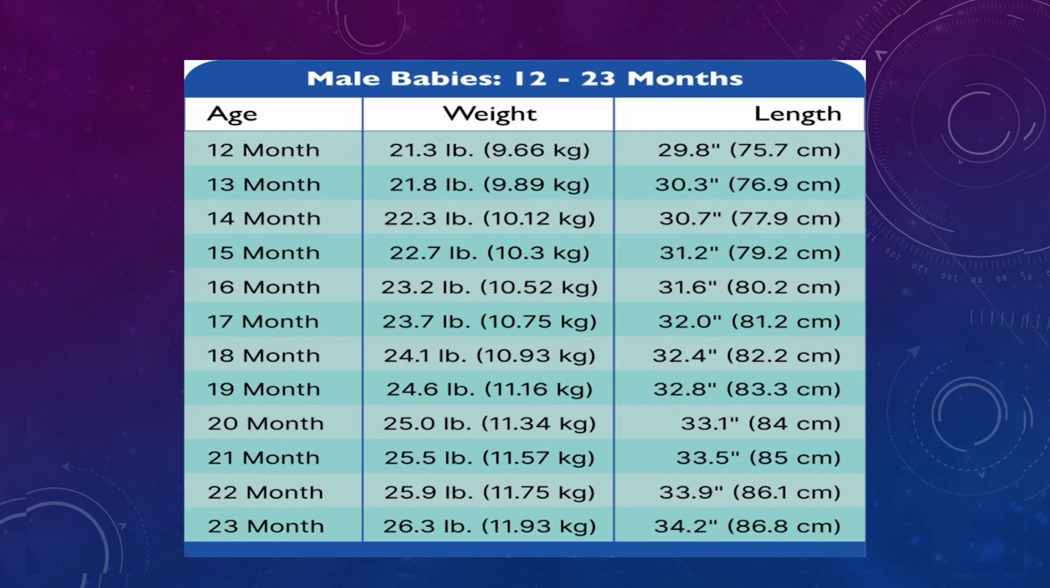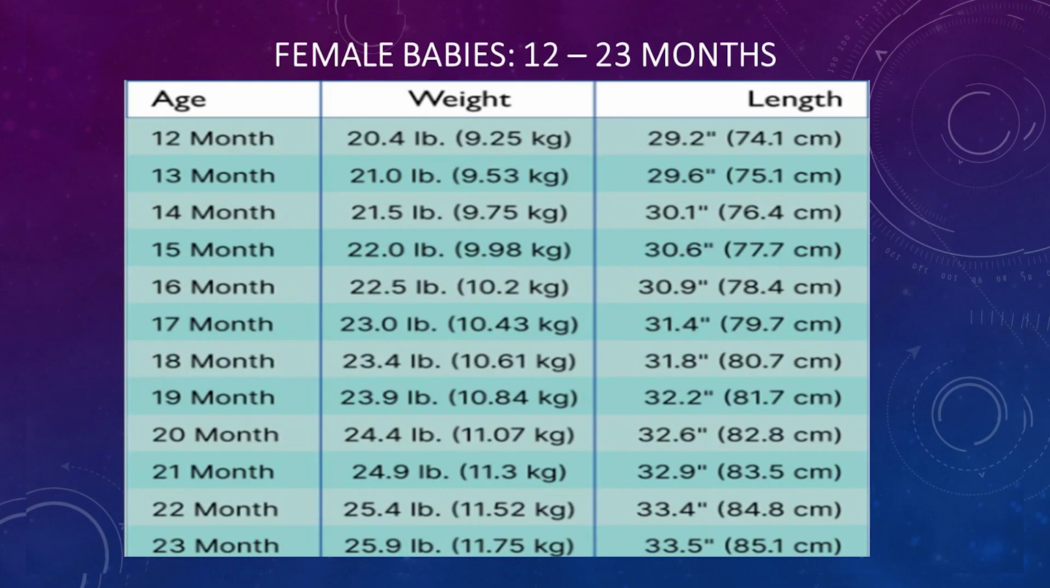Now, this is a chart again for the age group between 12 months to 23 months. Again the weight is in kg and in pounds, and the length is in centimeters and inches in this chart. This is for the male child and this chart is for the female child. So, these are the reference charts we can refer to, to find out whether the baby has a normal weight for that particular length, age and sex.